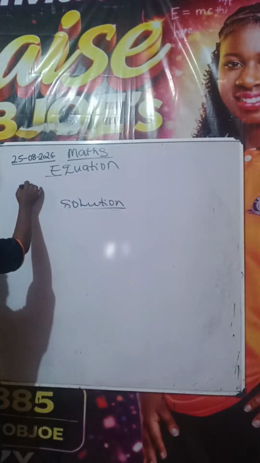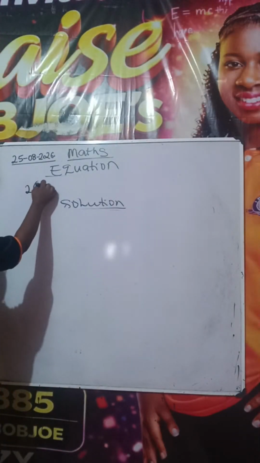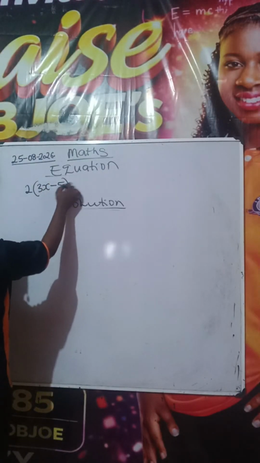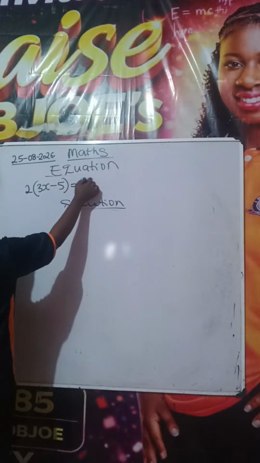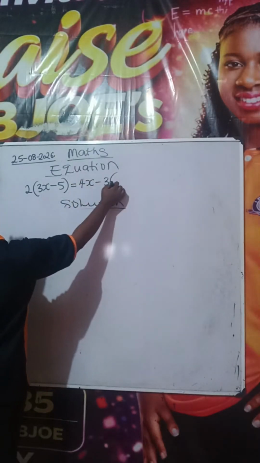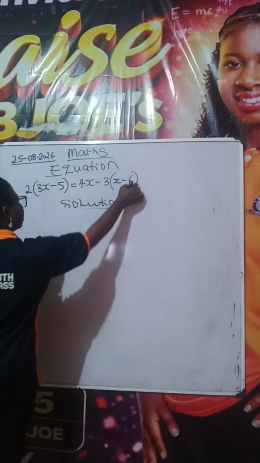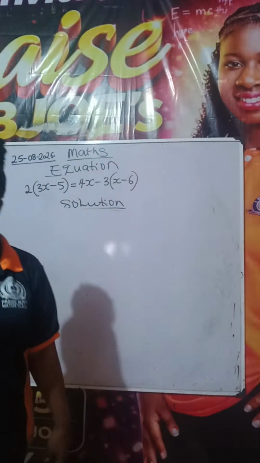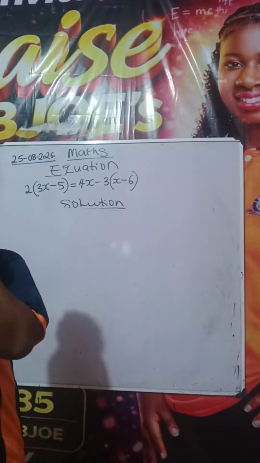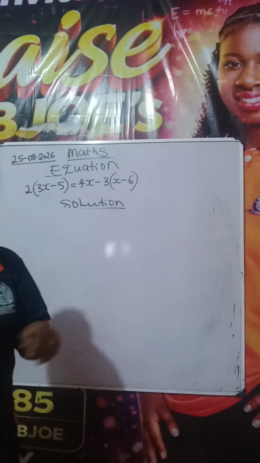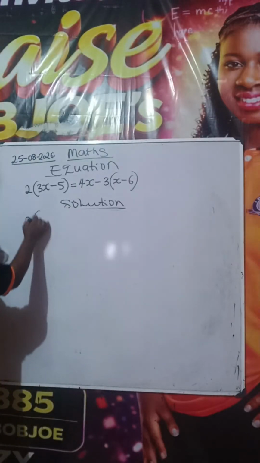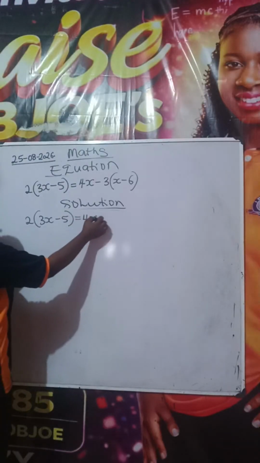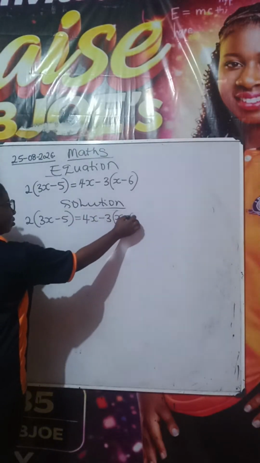Look at this one. I have 2 multiplying 3x minus 5 is equals to 4x minus 3, then x minus 6. Everybody, how do we solve this one? This one is very simple. Okay, so we have 2(3x - 5) = 4x - 3(x - 6).